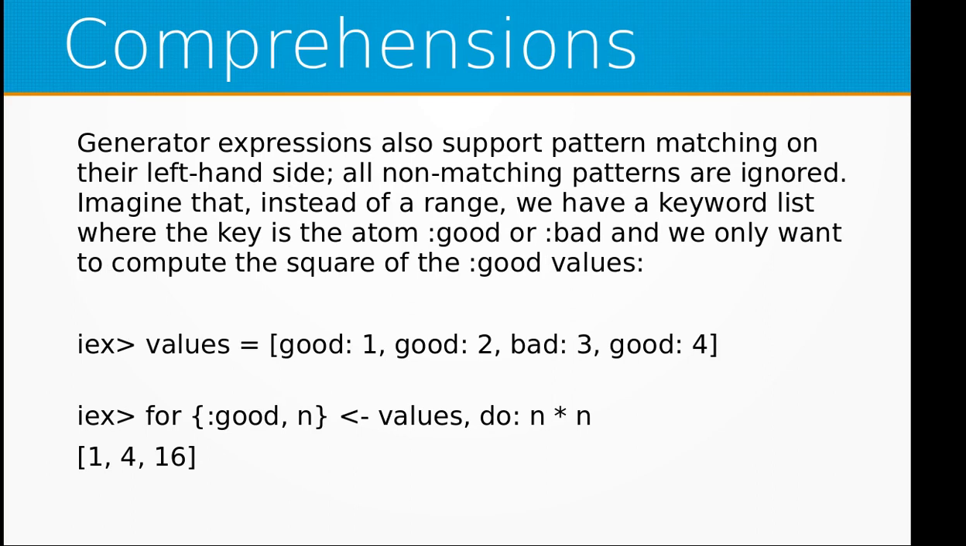Generator expressions also support pattern matching on their left hand side. All non-matching patterns are ignored. Imagine that instead of a range we have a keyword list where the key is the atom good or bad, and we only want to compute the square of the good values.